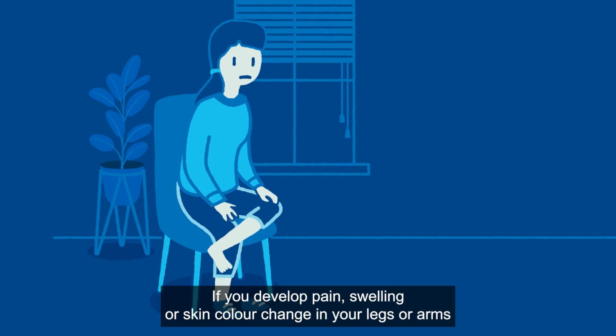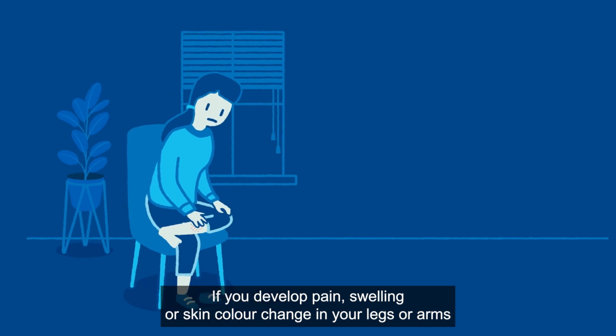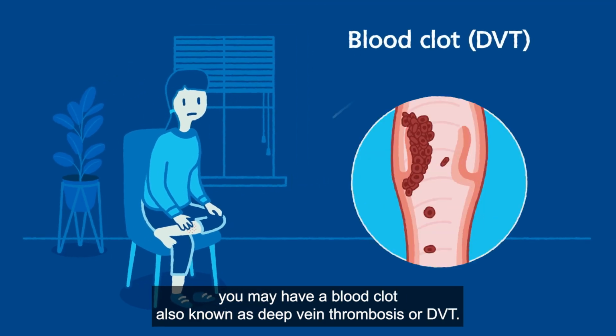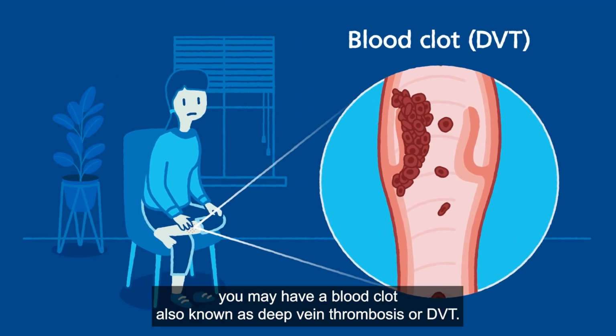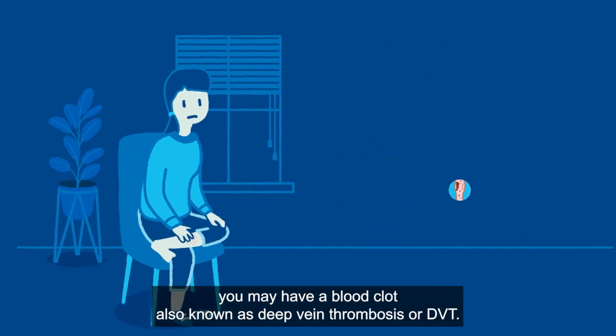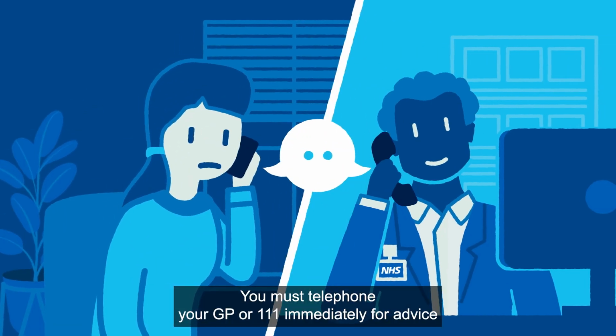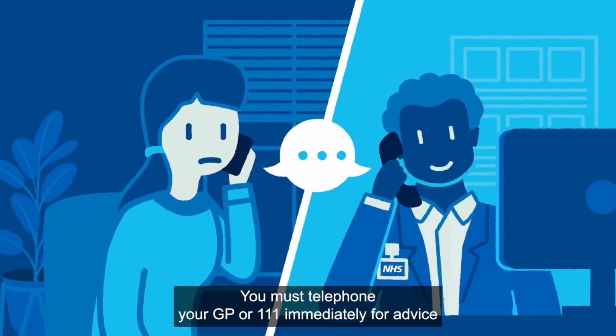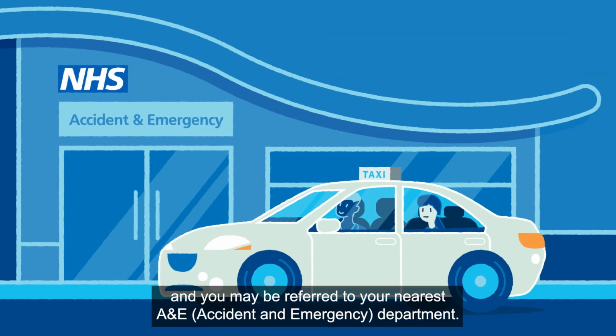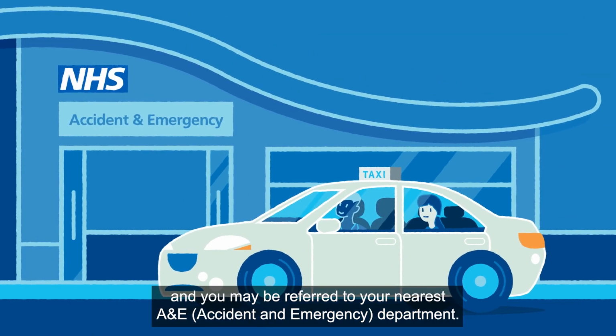If you develop pain, swelling, or skin colour change in your legs or arms, you may have a blood clot, also known as deep vein thrombosis or DVT. You must telephone your GP or 111 immediately for advice, and you may be referred to your nearest A&E, accident and emergency department.